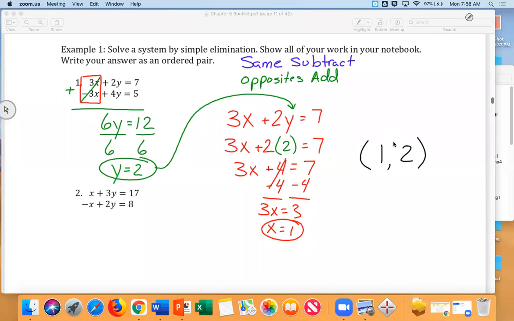Pretty straightforward, right? Kanye, how do you feel about this? Better than substitution? Are you just saying that because I called on you? Okay. Any questions from the peanut gallery at home? Drew, any questions?